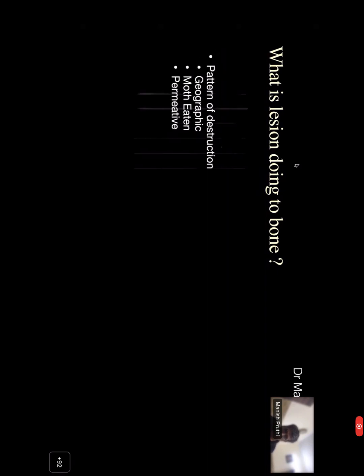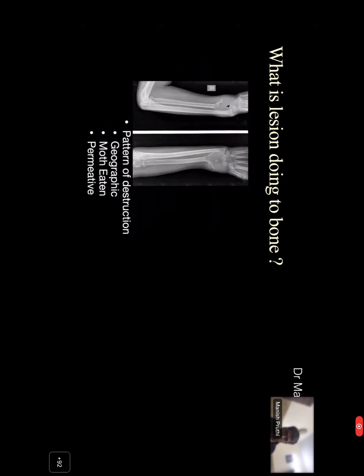Second, and the very important question, is the pattern of destruction. I think we should understand the pattern of destruction. We call these the 3 patterns: geographical, moth-eaten, and permeative. By geographical, what I mean is you should be able to draw a line between the tumor bone and the normal bone. If you are able to do that, as I can mark here, we can easily draw a line with a pencil. That means it is a slow growing lesion. The tumor is causing bone destruction without invading more of the bone. So this mainly suggests a benign tumor.